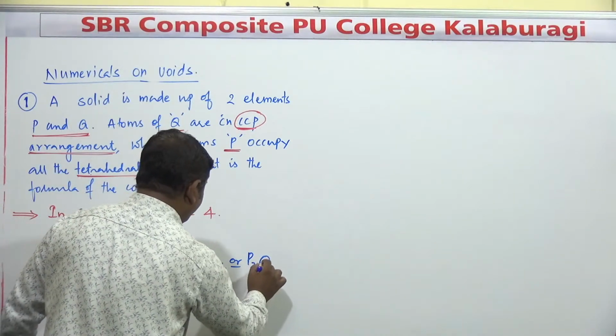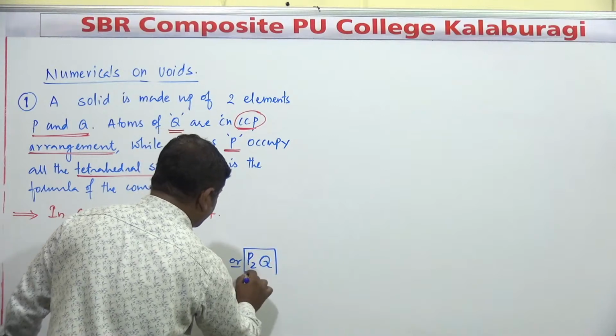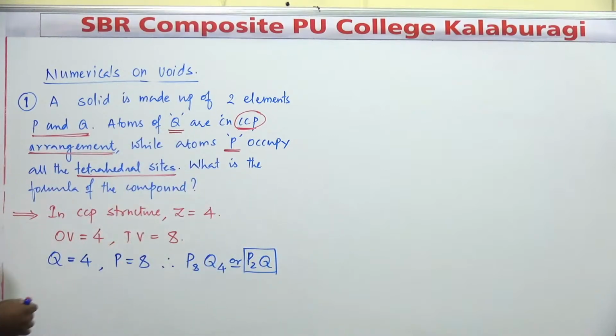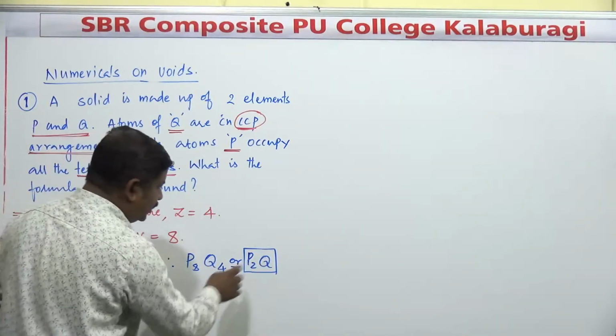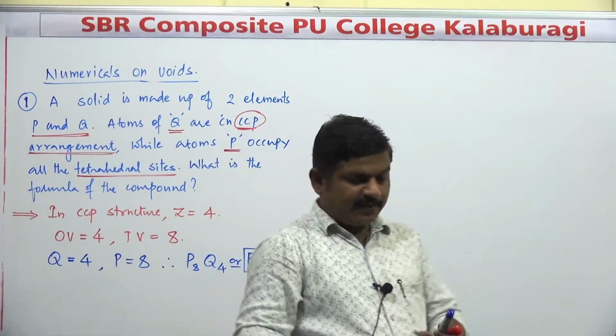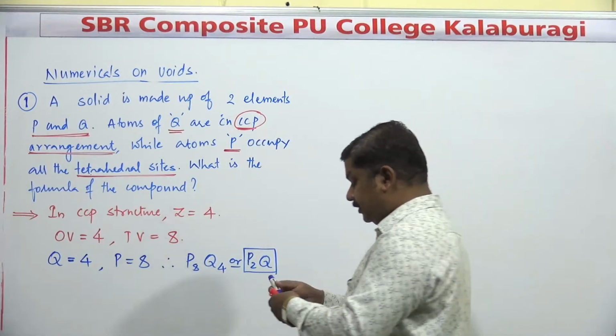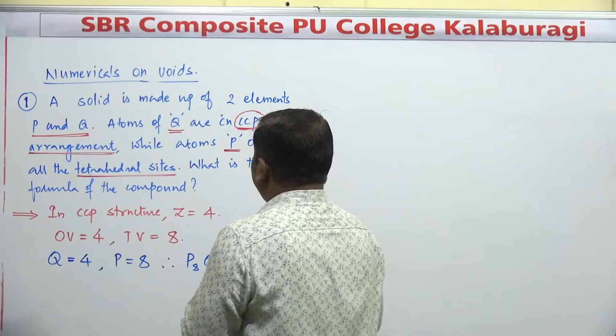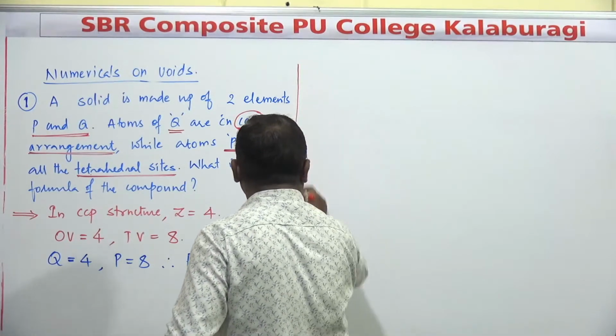What should be the simplest formula of this compound? It is referred to as P2Q. If we take the simplest ratio, 8:4 is nothing but 2:1. So the formula of the compound is P2Q. P2Q is the simplest formula for the compound in this question. Okay? This is question number 1.